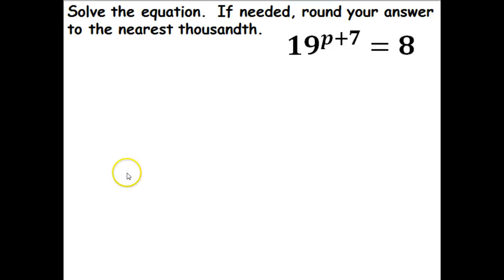Okay, with this one we're asked to solve this exponential equation here, and it's p plus 7 is our exponent. That gets fairly complicated, but it's not too bad as long as we know our rules of logarithms. So the first step here is to add a logarithm onto both sides, okay?